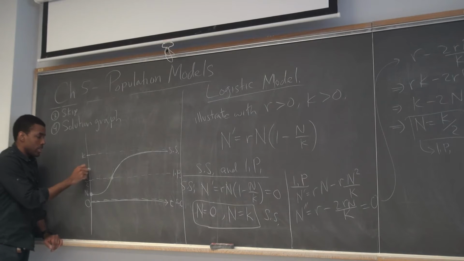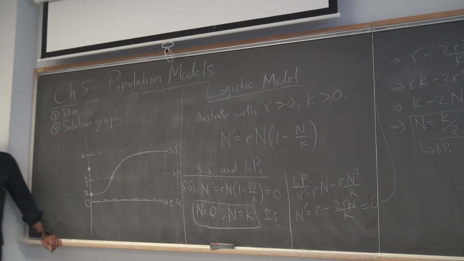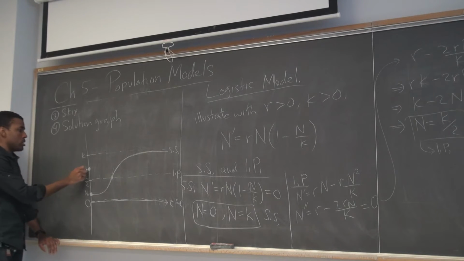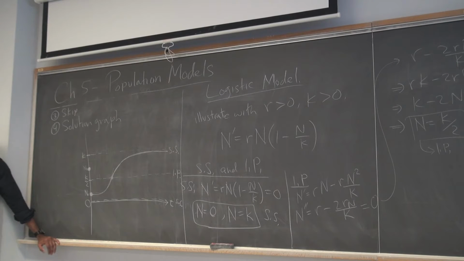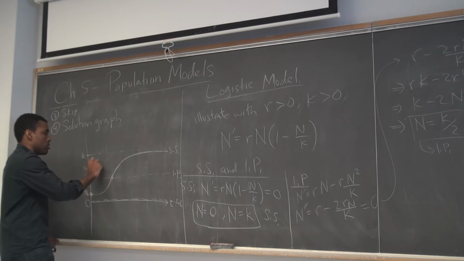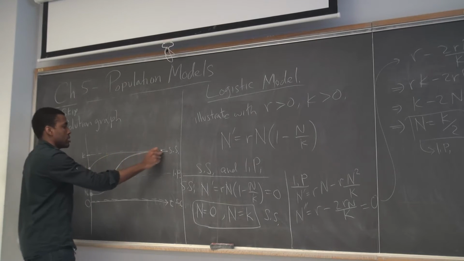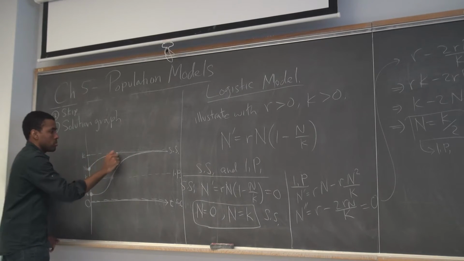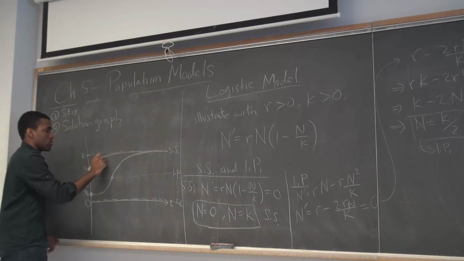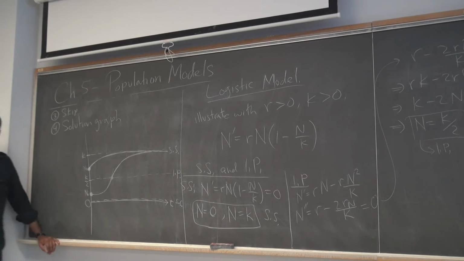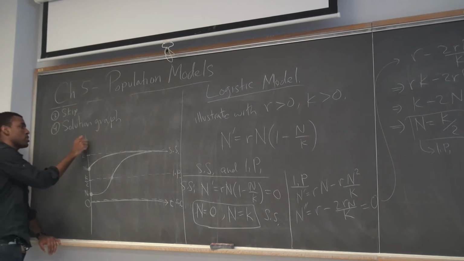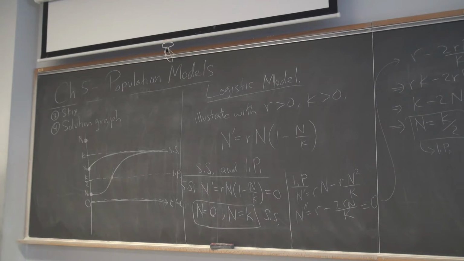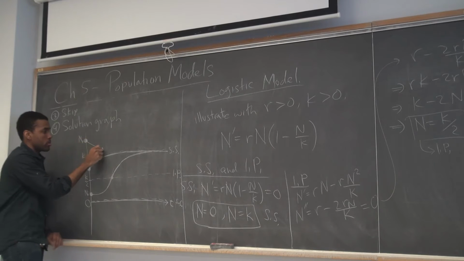What if I start slightly above k over 2 but less than k? What would happen? Concave down. Increasing concave down, because I want to be able to settle at that steady state. What if my population was higher than k? Decreasing, concave up.